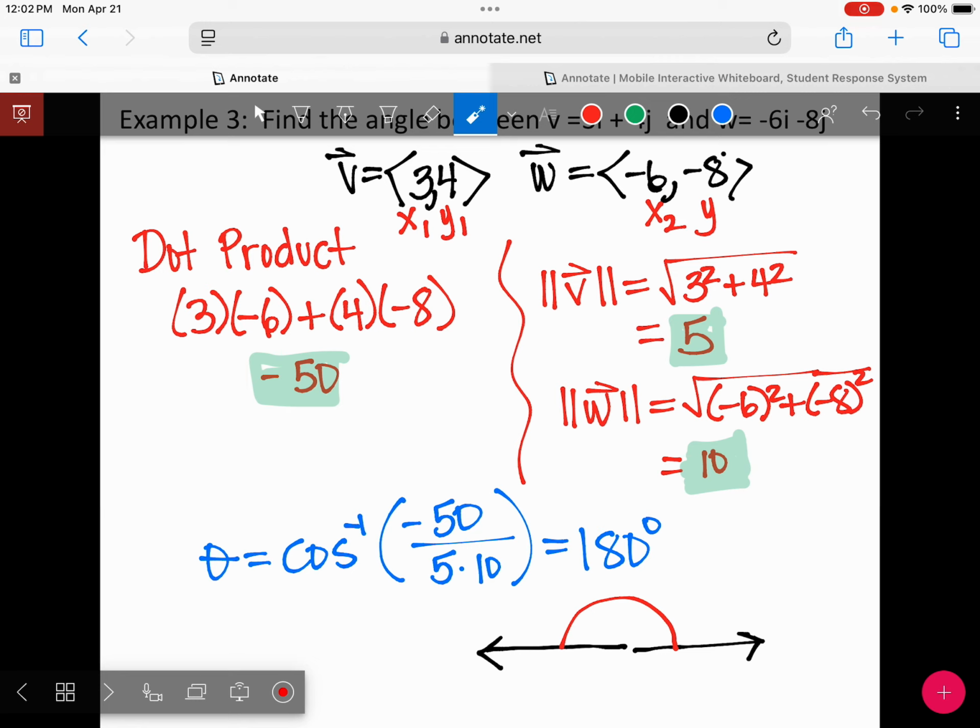So that's it for today. You can do the whole front side of your homework. All 3 questions on the front, I believe. Well, number 1 is just asking you to find the dot product. 2 and 3, you have to find the angle.